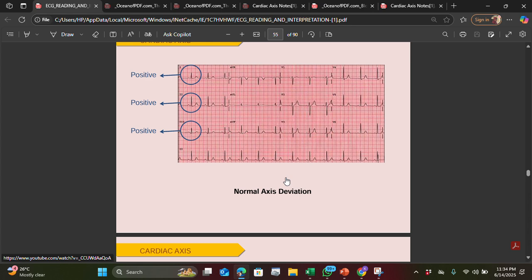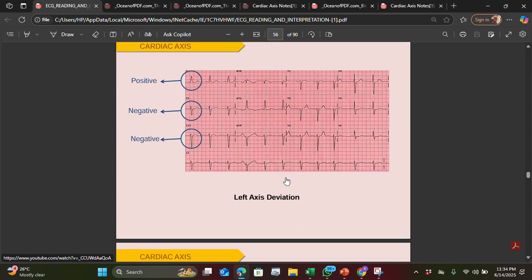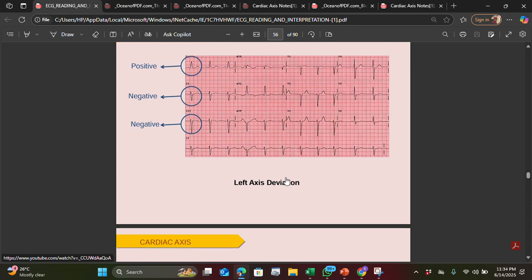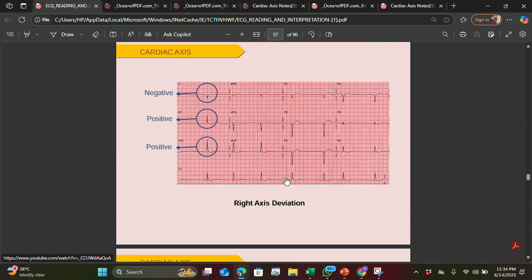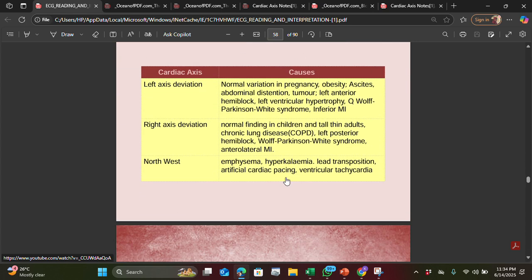Positive just basically means it's facing up, negative means it is facing down. And I told you that if it is positive, it's moving towards that lead, and if it is negative, it's moving away from the lead. Now check the second one. Lead 1 is positive, lead 2 is negative. It is left axis deviation, as I told you. So you just have to look for a way to memorize the parameters, and when you memorize them, it's going to be very easy. Look at this one now. Lead 1 is negative, lead 2 is positive, it is right axis deviation.